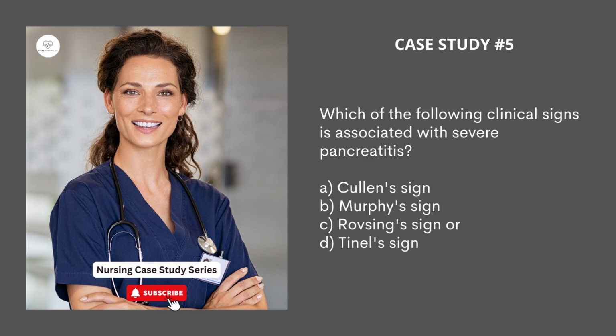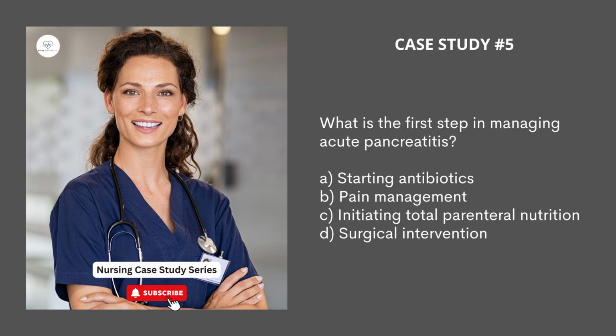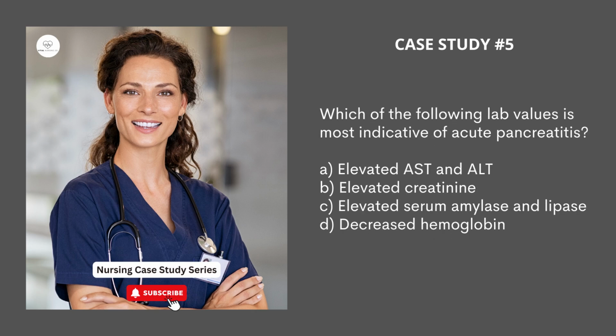Which of the following clinical signs is associated with severe pancreatitis? Is it A, Cullen's sign, B, Murphy's sign, C, Rovsing's sign, or D, Turner's sign? What is the first step in managing acute pancreatitis? Is it A, starting antibiotics, B, pain management, C, initiating total parenteral nutrition, or D, surgical intervention? Which of the following lab values is most indicative of acute pancreatitis? Is it A, elevated AST and ALT, B, elevated creatinine, C, elevated serum amylase and lipase, or D, decreased hemoglobin?